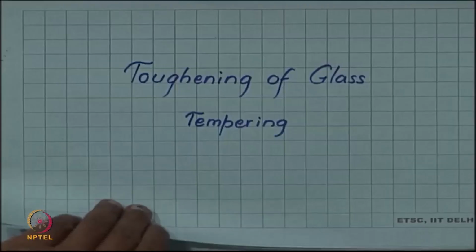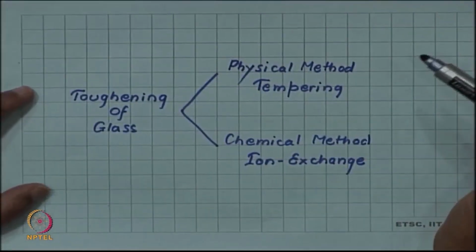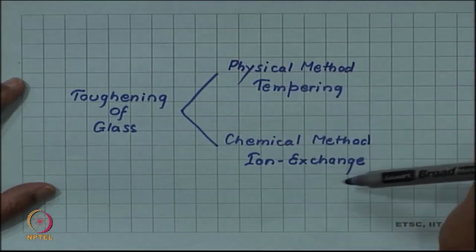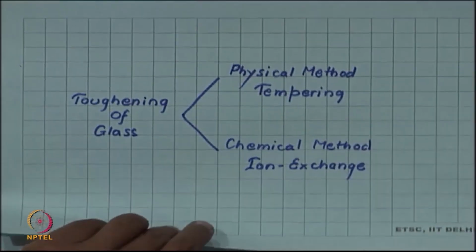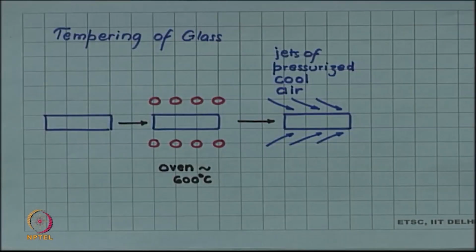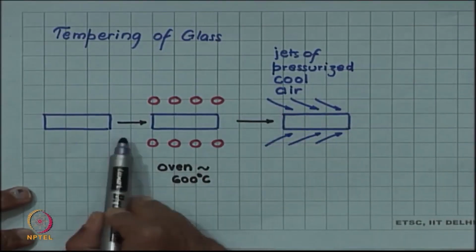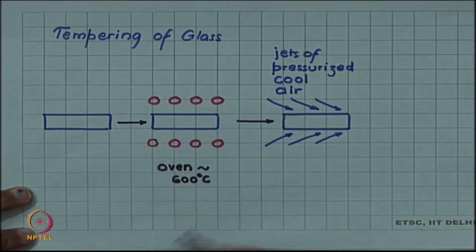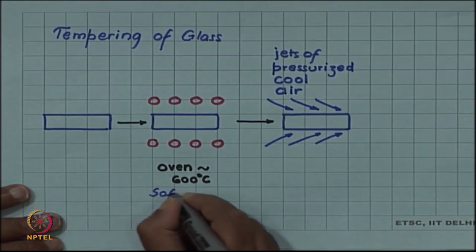Let us consider toughening of glass by a process called tempering. We have seen that toughening of glass can be done by a physical method called tempering or a chemical method by ion exchange. Currently, we will discuss this tempering process. Tempering of glass is a simple process in which the glass object is heated in a furnace up to 600 degrees Celsius. This is above the softening temperature.